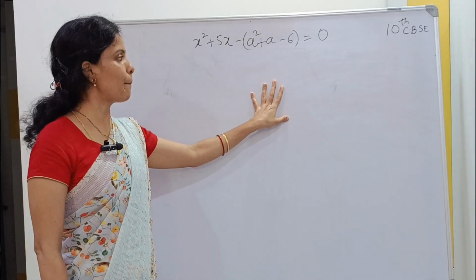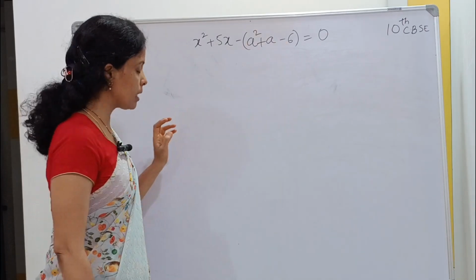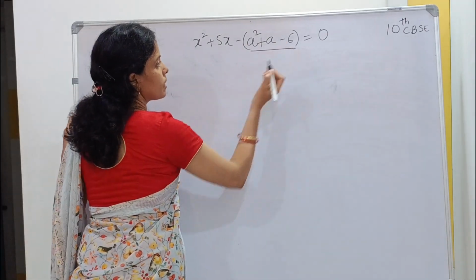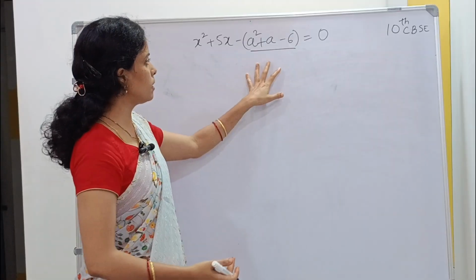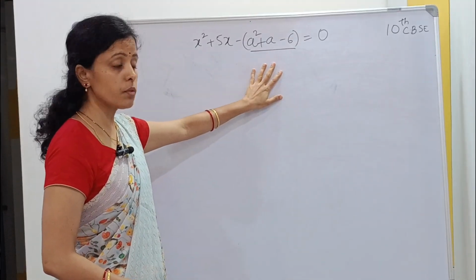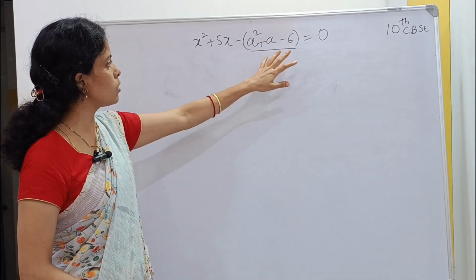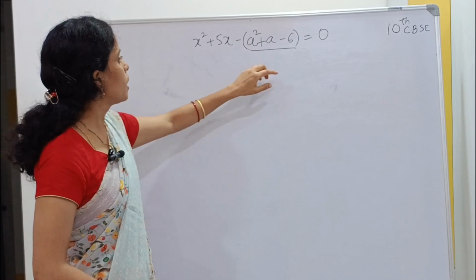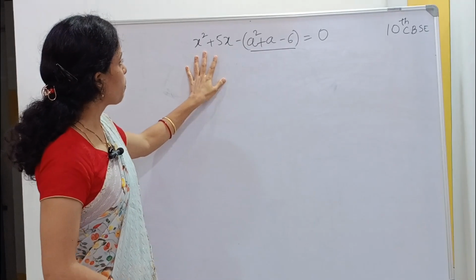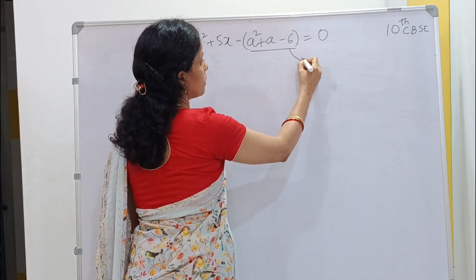Let's look at the next example. So we have x square plus 5x minus a square plus a minus 6. Instead of constant c here, we have got one more quadratic equation. In such type of problems, we have to first solve this constant, because with this constant we cannot solve our x, because the equation will have a square plus a minus 6 and x square. We have two variables over here. So let's try to solve this and see.